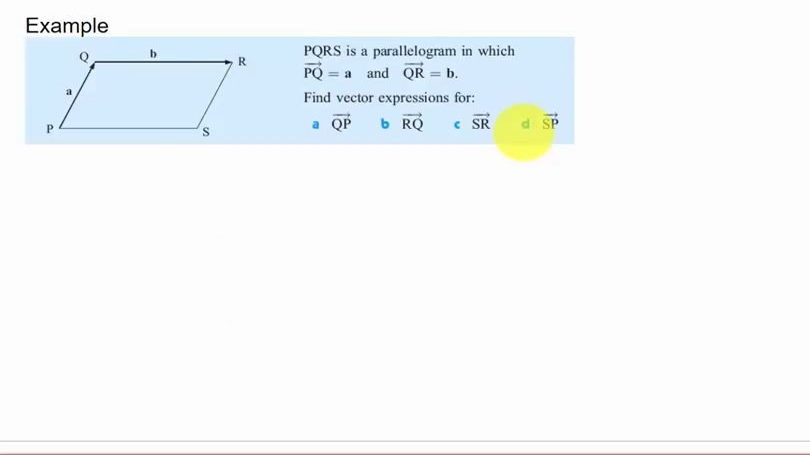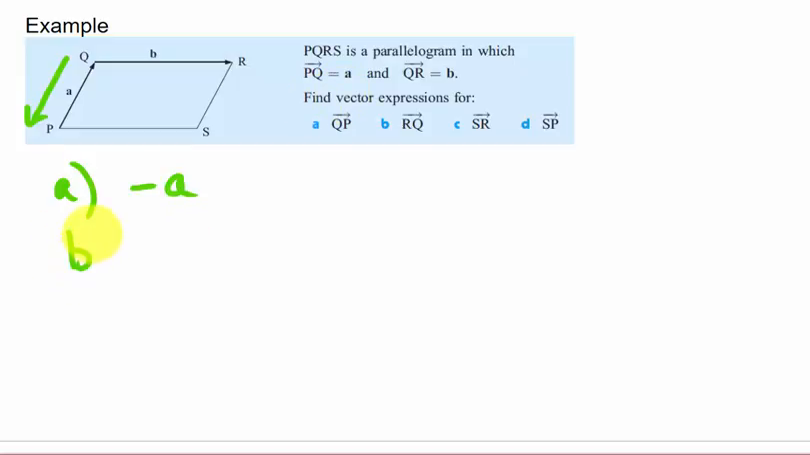So let's look at this first example. We have a parallelogram, P, Q, R, and S. And we're asked to just identify the sides as vectors with expressions using A and B. So we're told that our tail is at P, our tip is at Q, and that has the expression A. We're told also that we have QR, tail, and tip. Find a vector expression for QP. So QP is just the opposite direction, but it has the same magnitude. So I can call that, now we have to use the expression, so I can call that negative A.